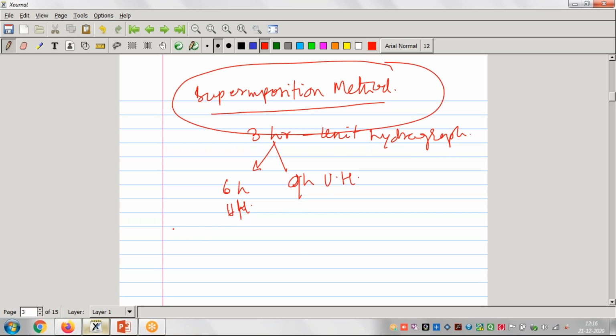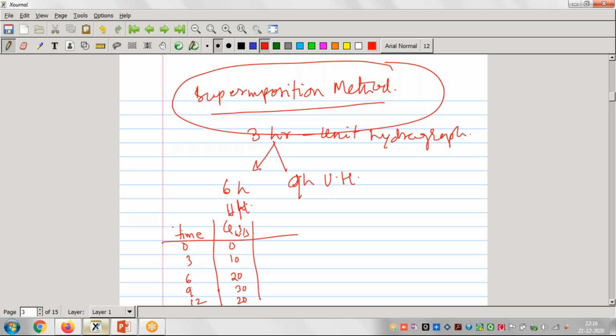What is the meaning of this? Say this time is given as 0, then 3 hour, then 6 hour, then 9 hour, then 12 hour, right? And this Q is given in meter cube per second. At 0 time the Q was 0, after 3 hour it is measured as 10 meter cube per second, after 6 hour 20, after 9 hour 30, and then again 20, and likewise.